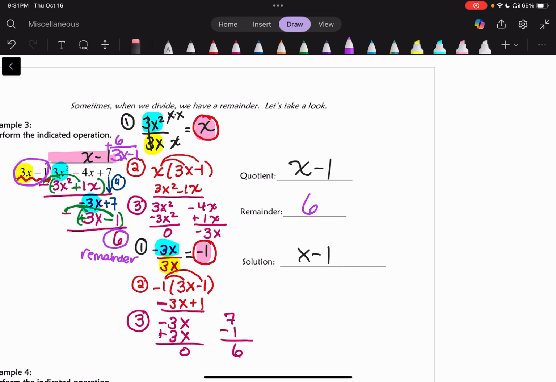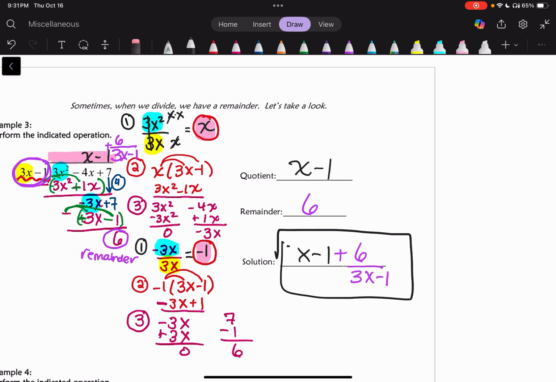Your remainder is positive, right? And because your remainder is positive, you're going to put a plus sign here. Then you're going to do 6, and you're going to do it over, like I said, your divisor. This is your divisor over here, so that is going to be 3x minus 1. All right, so from there, that is your final answer. You can circle that, or keep it there where it says solution.